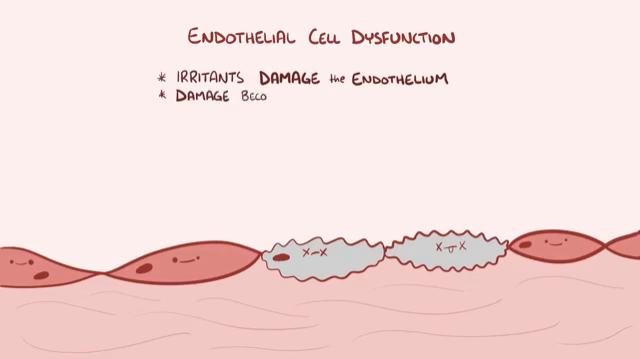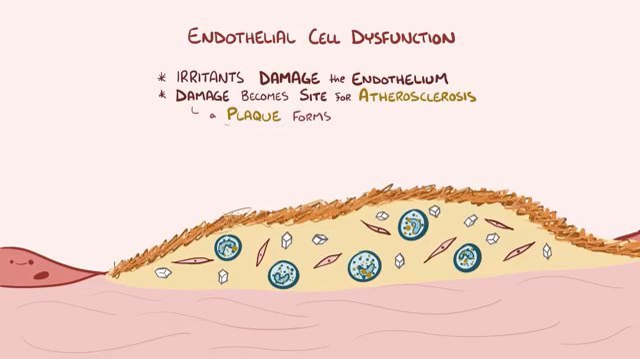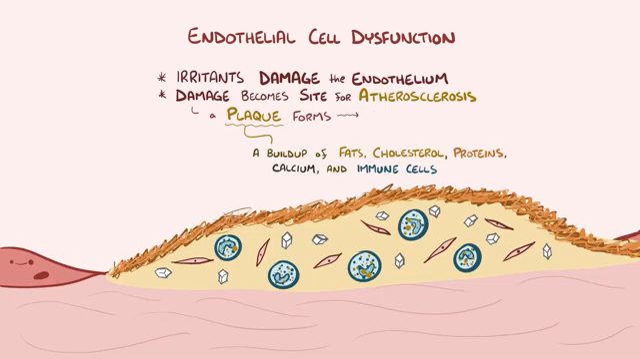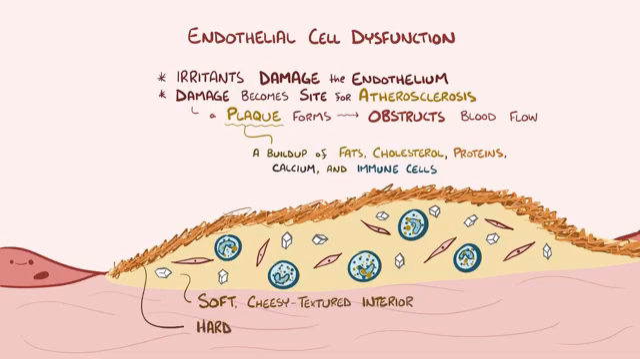That damage becomes a site for atherosclerosis, which is where a plaque forms. This is when a buildup of fat, cholesterol, proteins, calcium, and immune cells form and start to obstruct arterial blood flow. This plaque has two parts to it: the soft, cheesy, textured interior and the hard outer shell, which is called the fibrous cap.